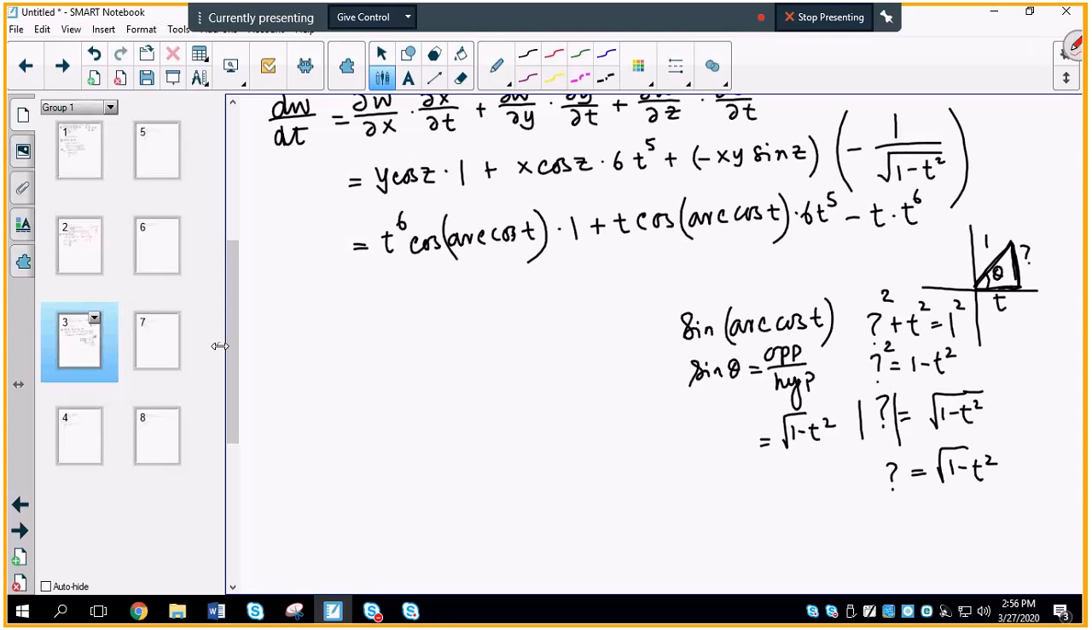So we had x times y, and then we will say sine of z, which I just found out is equal to square root of 1 minus t squared. So I'll say square root of 1 minus t squared, that's sine of z, times negative 1 over square root of 1 minus t squared. And what is happening? This value, square root of 1 minus t squared, from the bottom and the top will cancel each other. So I will have a much more simplified version of it. So t to the power 6 times arc cosine and cosine are inverses, so you get t. Similarly, this one is t, so I get plus t times 6 t to the power 5 minus t to the power 7.